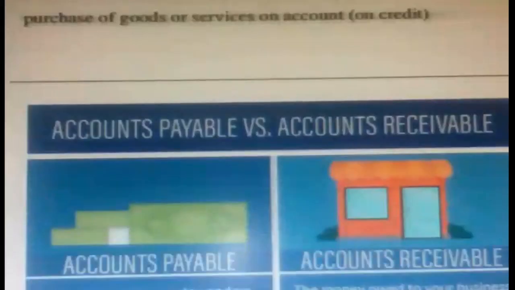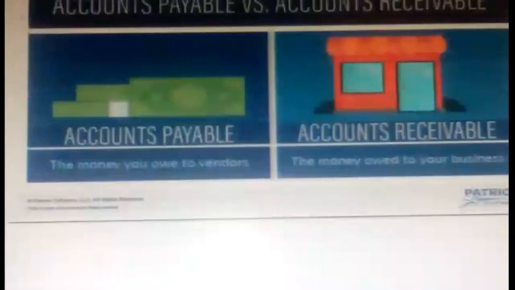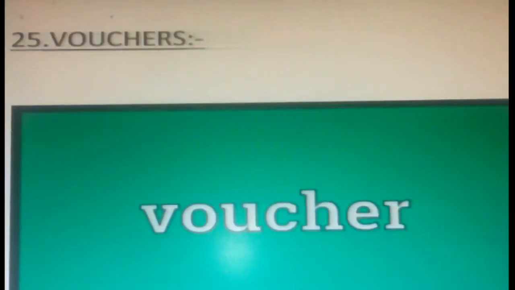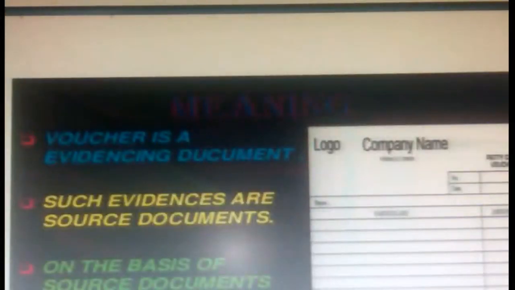Okay, finally, see the comparison here. Accounts payable is money owed to a vendor. Accounts receivable is money owed to your business. And finally, vouchers. It's very important as an accountancy subject. What is the meaning of voucher? It is nothing but an evidence document. A voucher is an evidence document.